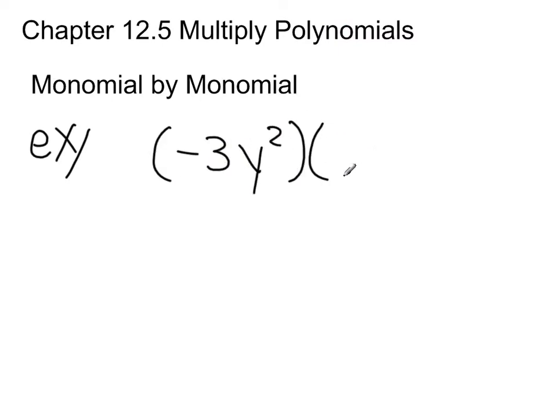Alright, hello. We're going to do chapter 12.5, in which we are going to multiply polynomials. Now, to start us off nicely, we're going to multiply a monomial by a monomial. And we have a monomial, let's say 3y squared, and we're going to multiply it by another monomial, maybe 6y to the fifth. So here's our two lovely monomials.